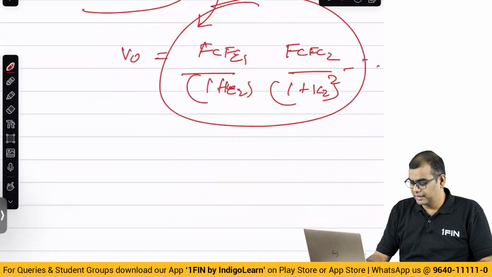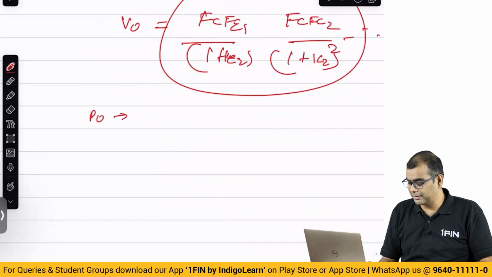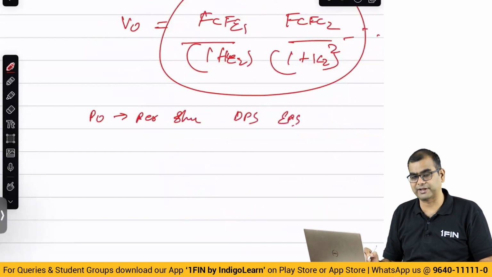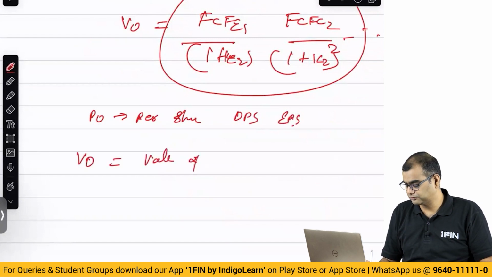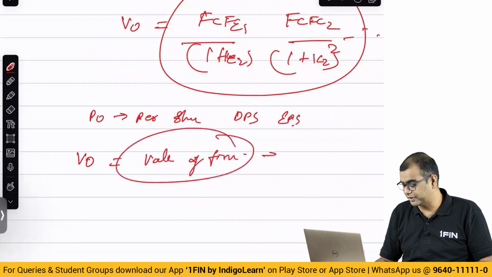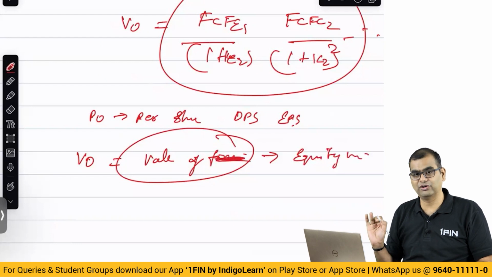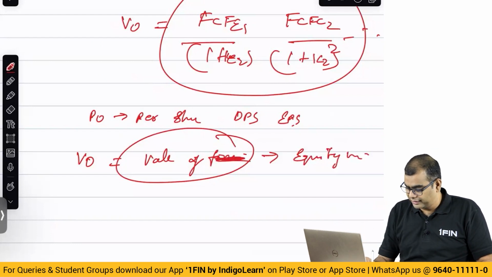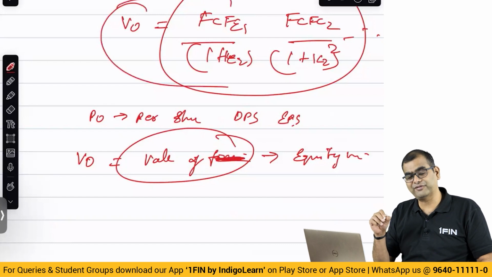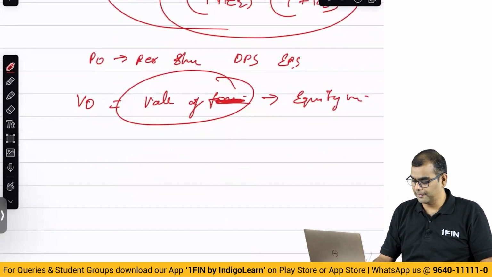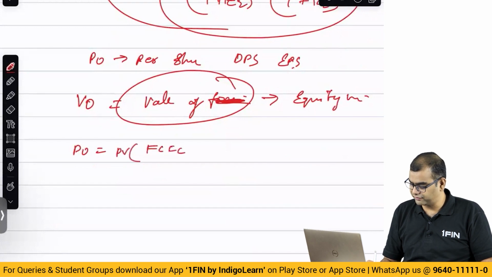But please note, when you do P0, you are doing per share, so you are taking dividend per share, earnings per share, everything. Whereas when you do V0, you are doing everything at the value level. So it is the entire equity value, not even firm, value of equity. If you do FCFE per share, then you will get price per share. So P0 is equal to the present value of FCFE per share.